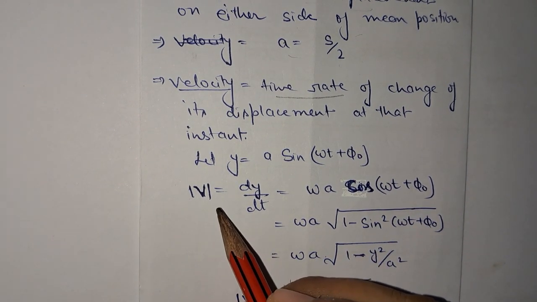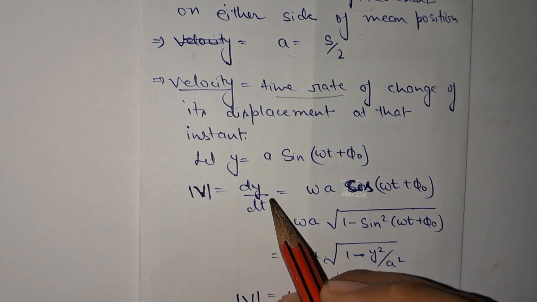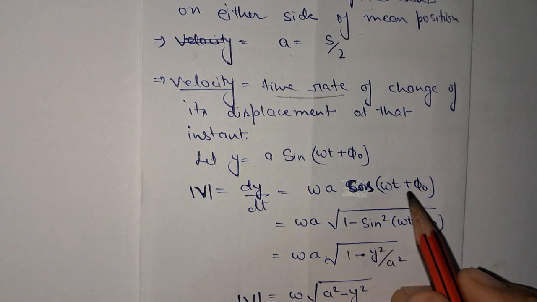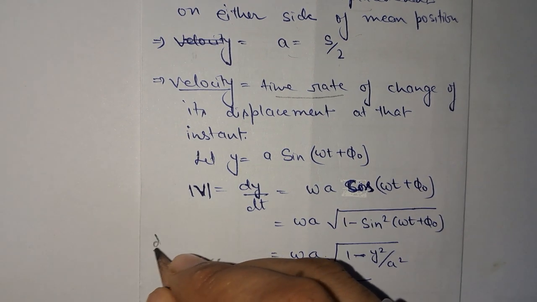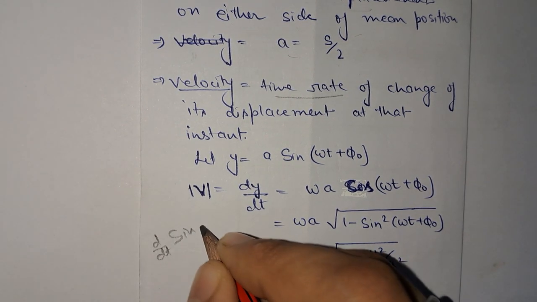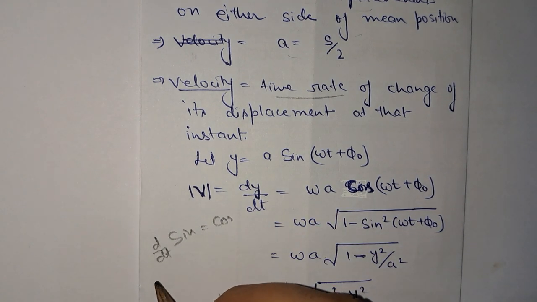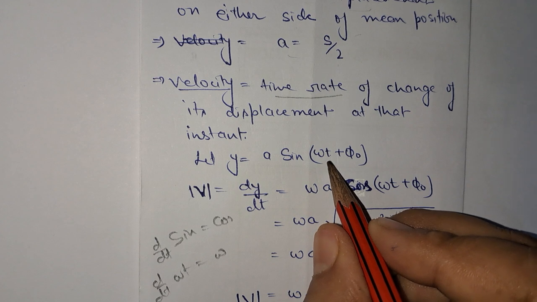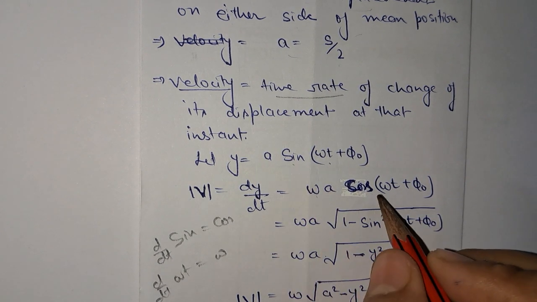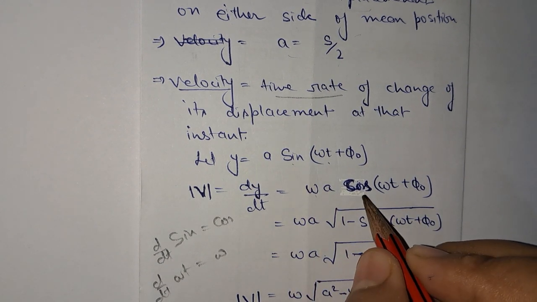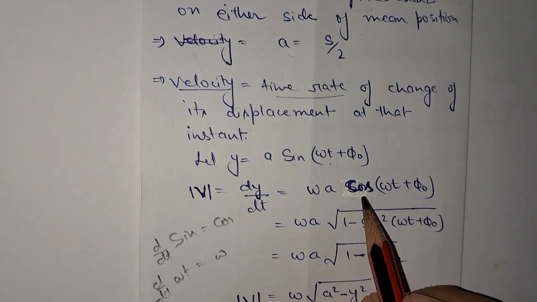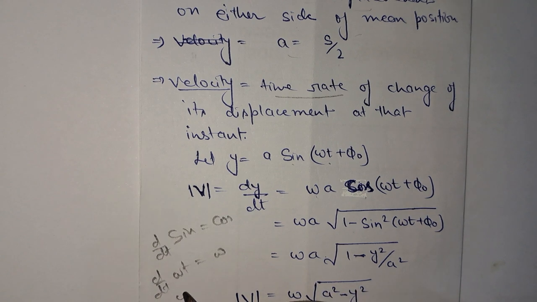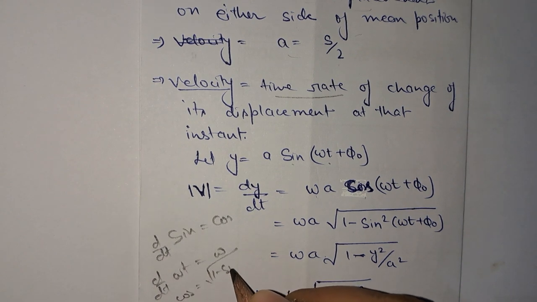So for calculation of velocity, we can differentiate with respect to time. We get omega a cos(omega t plus phi naught), since d by dt of sine is cos and d by dt of omega t is omega. So omega is written here and sine is differentiated as cos. So in place of cos, we can write the formula under root 1 minus sine square.